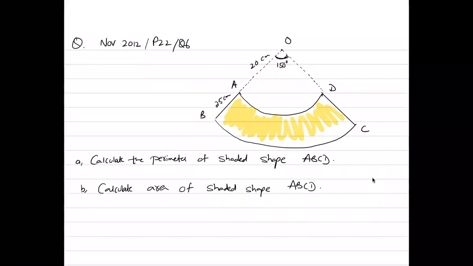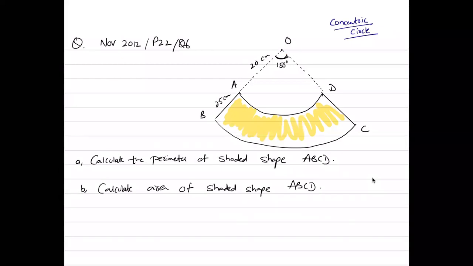Now in this question, you have been given two sectors, OAD and OBC. These are part of two circles that have the same center O. We call them concentric circles, those circles that have the same center. Now these are concentric circles because they have the same center. You need to calculate the perimeter of the shaded region.